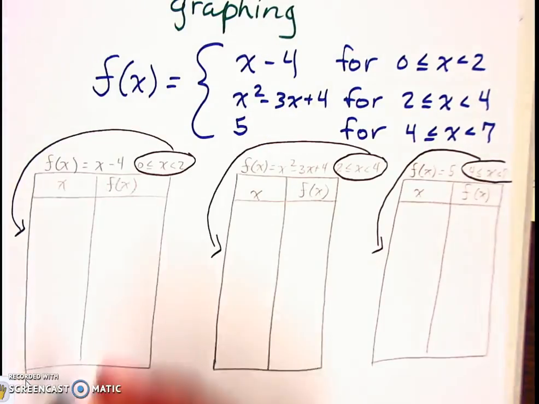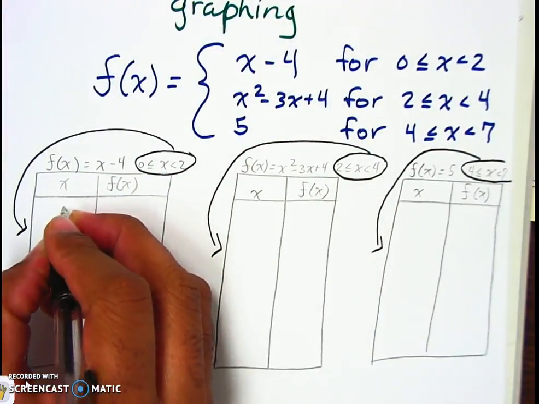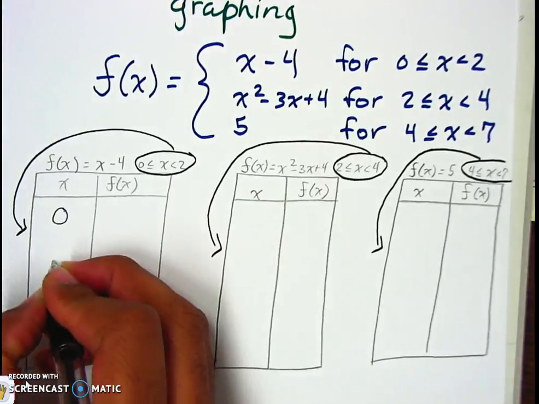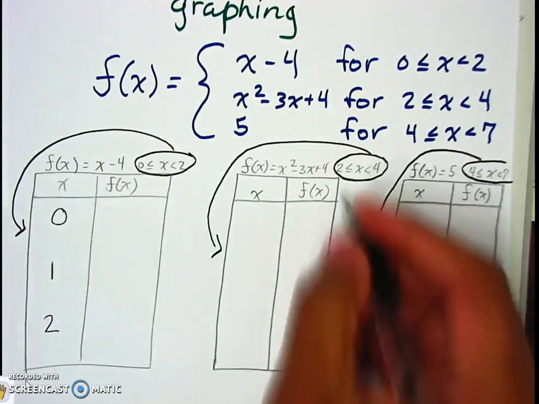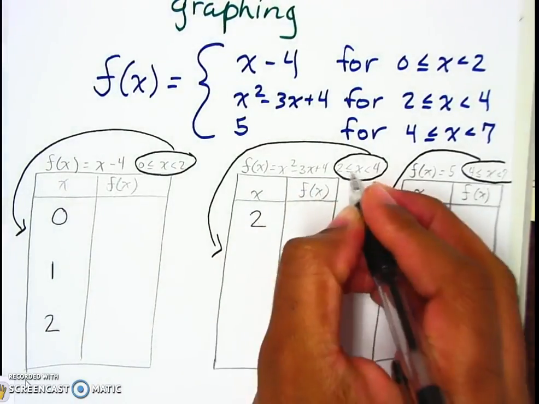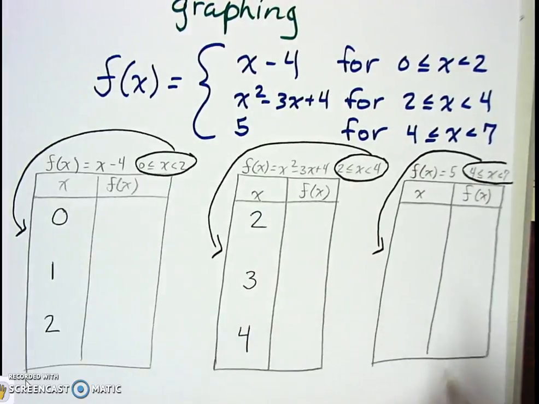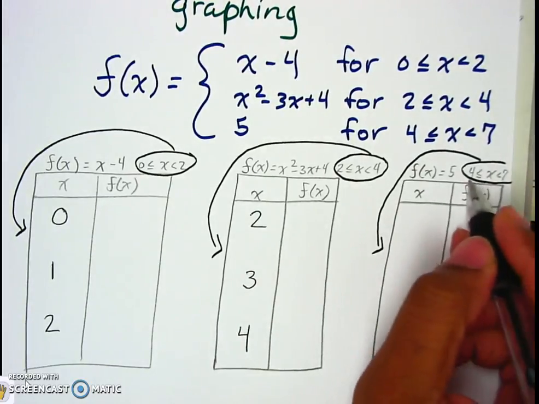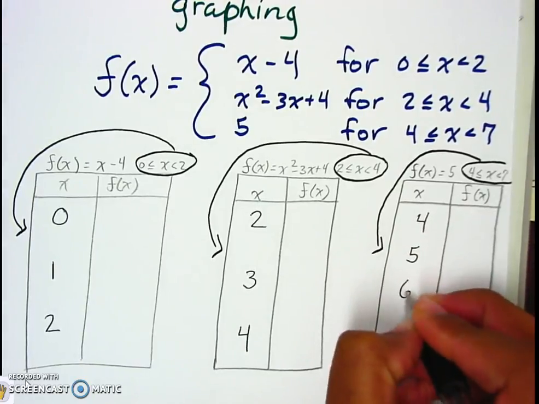Actually, let's make sure we can do this, because it's not bad. We can do this. So we say x is between 0 and 2. It means we start off with our endpoint, which is 0. We have 1, and then we have 2. Then here, start off with 2, so 2 to 4: 2, 3, and 4. And for our last one here, that's from 4 to 7, so 4, 5, 6, 7.